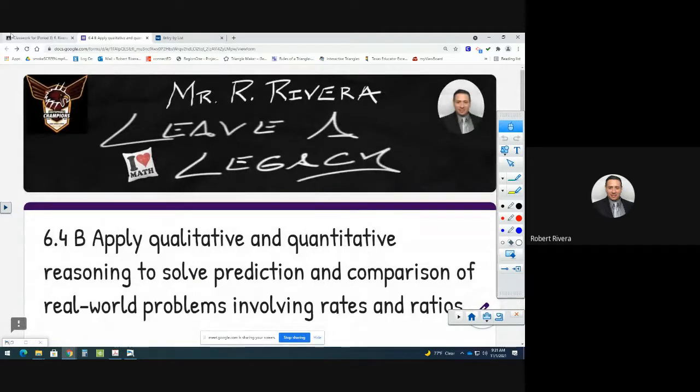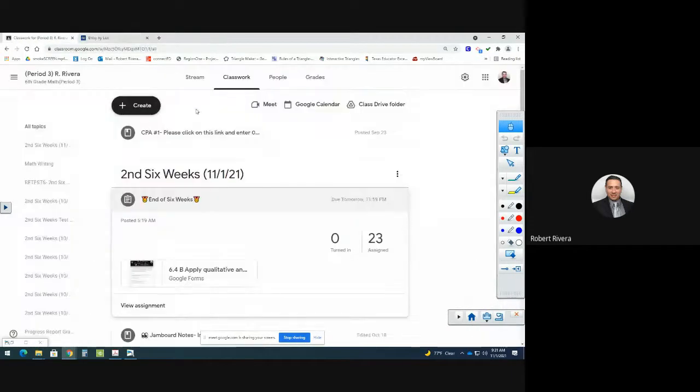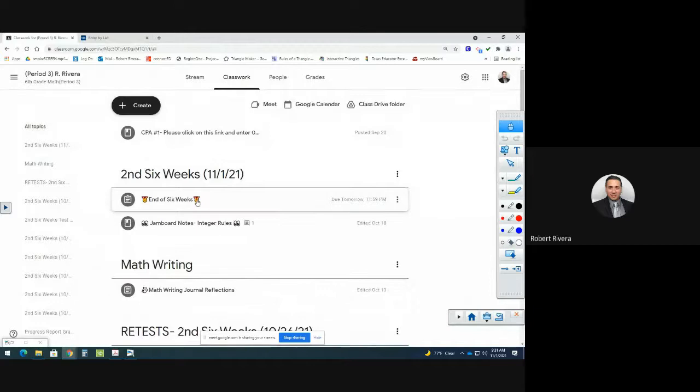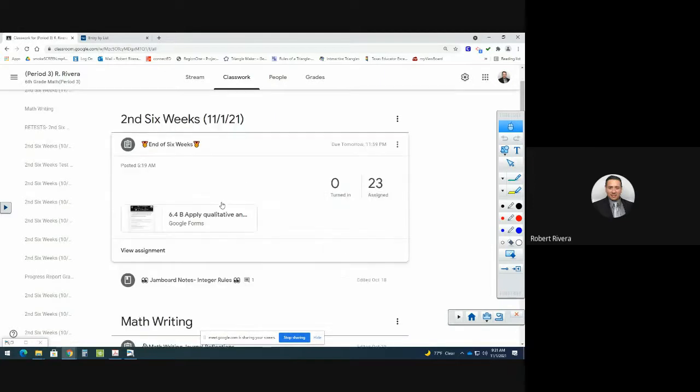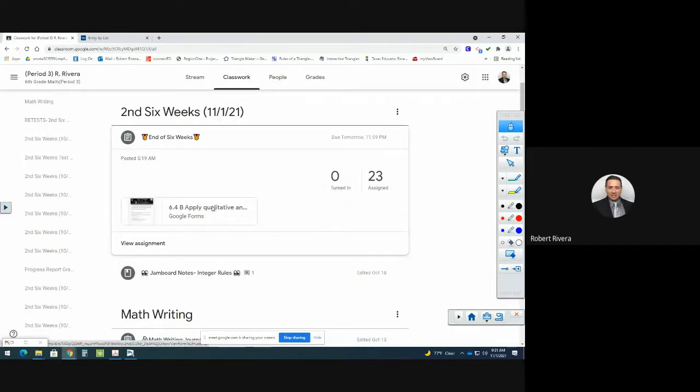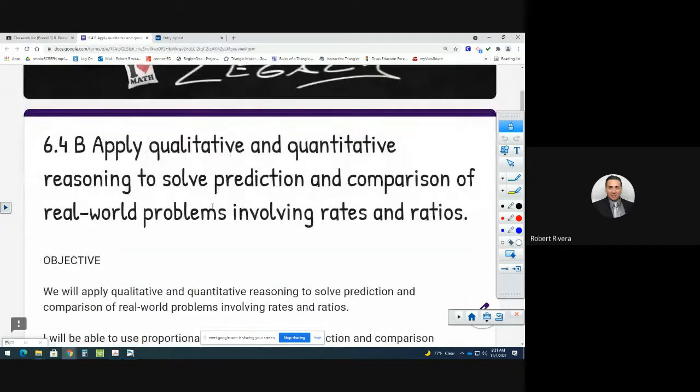Again, in case we're not listening, we are at the end of the 6 weeks. This is the last week of the 6 weeks. I put your Jamboard there in case you need to use it for some of the problems here. But if you open this, we're still going to continue. I started this on Thursday, which is how to solve problems that involve rates and ratios.